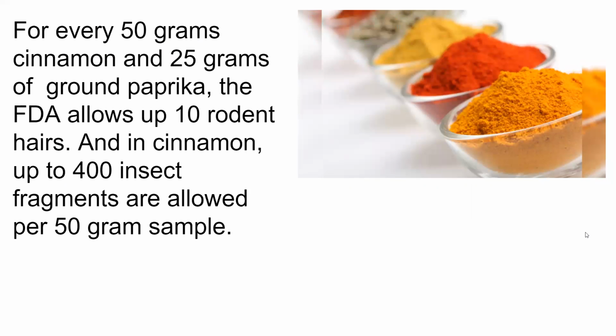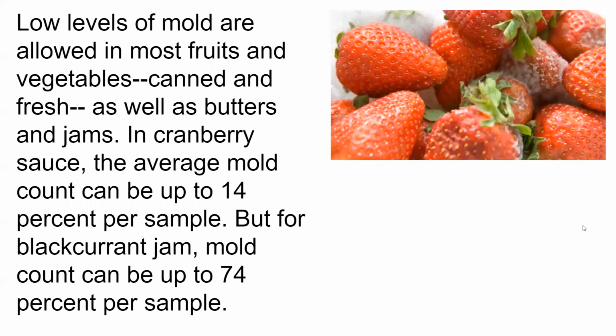Another one is, if you're going to get spices, the FDA has different regulations. If you have 50 grams of cinnamon or 25 grams of paprika, the FDA will allow for up to 10 rodent hairs. And I'm not sure how they come up with these numbers, but that's pretty specific. Like if you hit 11 rodent hairs, you got to throw it out, but 10 is the okay number. Cinnamon actually has insects and bugs in it, and you can have up to 400 insect fragments allowed in a 50-gram sample, which I'm not sure what unit insect fragments really represents, but that's that.